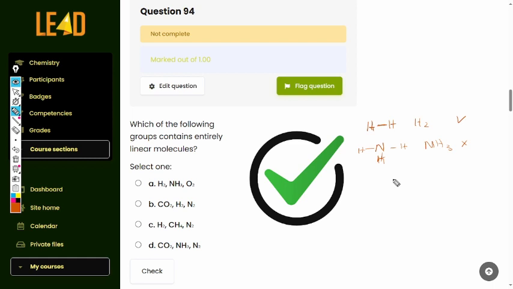Then what else do we have? We have carbon dioxide. So carbon dioxide is this way, so it means this is linear. It's straight, so it's linear. What else do we have there? Methane. Methane is carbon bonded to 4 hydrogen atoms, so this is not linear. Nitrogen gas is from 2 nitrogen atoms, so this is linear. I think that is it. So we are looking for the option that has hydrogen gas, carbon dioxide, and nitrogen gas. It looks like that's option B. So the answer here would be B.